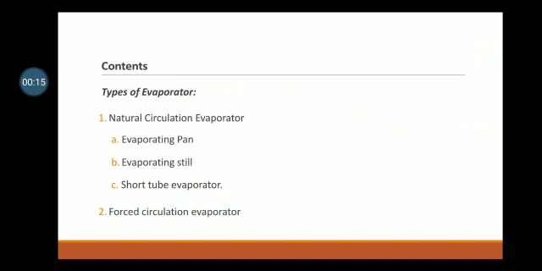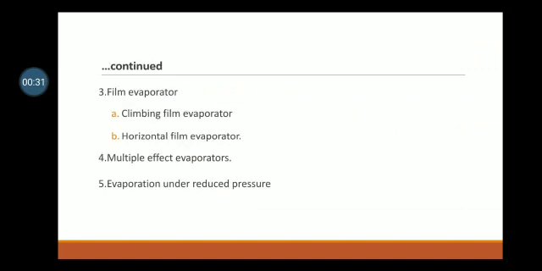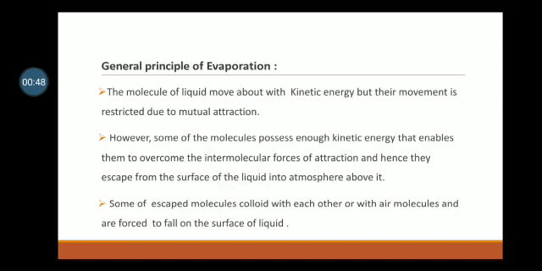First of all, contents of presentation. Types of evaporator: 1. Natural circulation evaporator, that is evaporating pan, evaporating steel, short tube evaporator. 2. Forced circulation evaporator. 3. Film evaporator, in that A. Climbing film evaporator, B. Horizontal film evaporator. 4. Multiple effect evaporators. 5. Evaporation under reduced pressure.